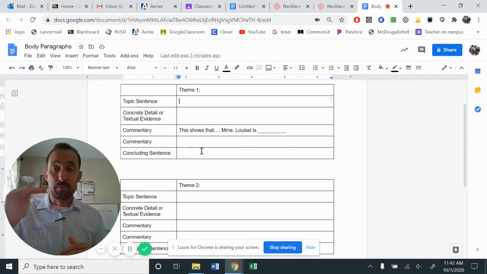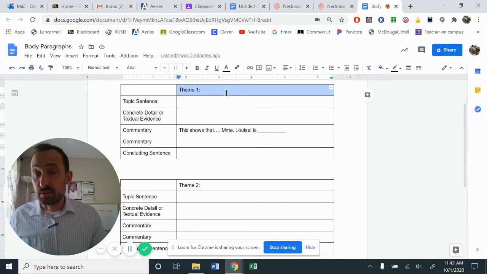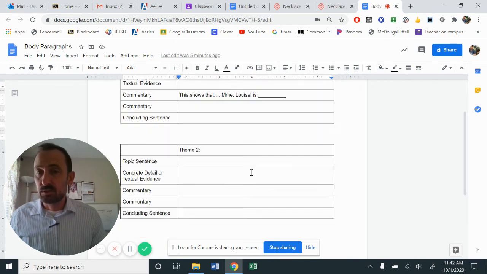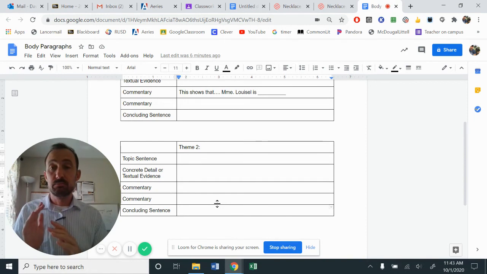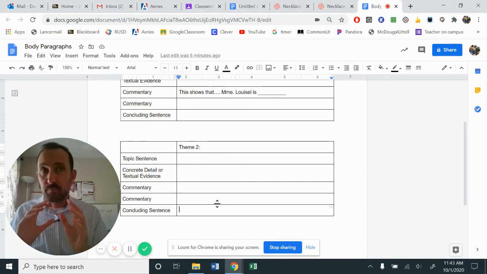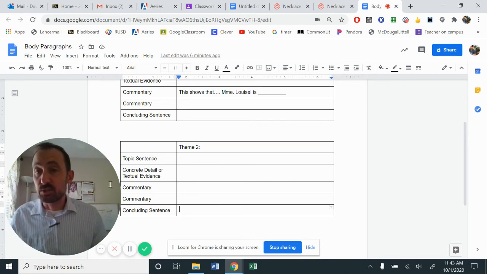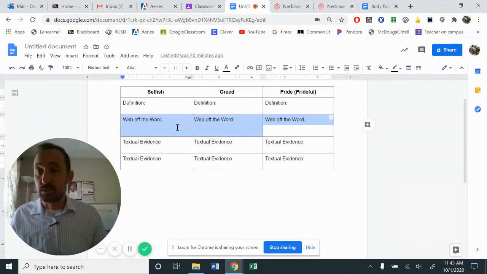Okay, if you give me a textual example about her being greedy from the story where she wants more and the dress isn't enough and she doesn't want flowers, but then you talk at the bottom about her being prideful, that doesn't match. So you need to make sure that the topic sentence and concrete detail all flow together. So if this entire paragraph is about selfishness, all of this needs to be about selfishness. If this one is about greed, all of this needs to be about greed. And your concluding sentence should reference back to what is happening, how does this showcase? So again, this is not summary. This is finalizing your literary analysis, your commentary, using additional words from the web of the word.